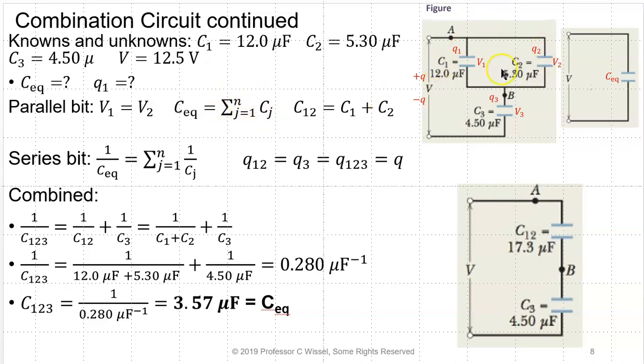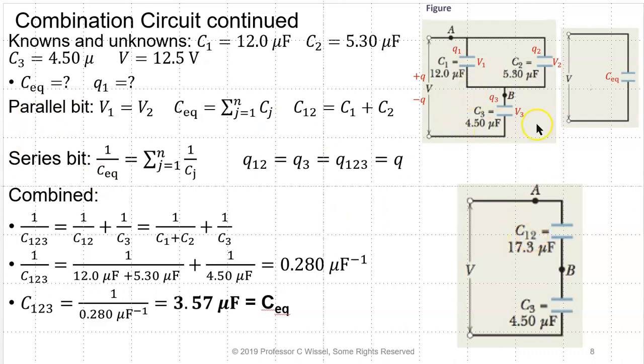So C12 is C1 plus C2. We name it C12 to indicate that it includes both 1 and 2. So if you want to do that mathematically, this would be 12.0 microfarads plus 5.30 microfarads, and that would end up to be 17.3 microfarads. So C12 is 17.3 microfarads. We name it C12 to indicate that it includes C1 and C2. This is not C twelve, it's C1 and 2.